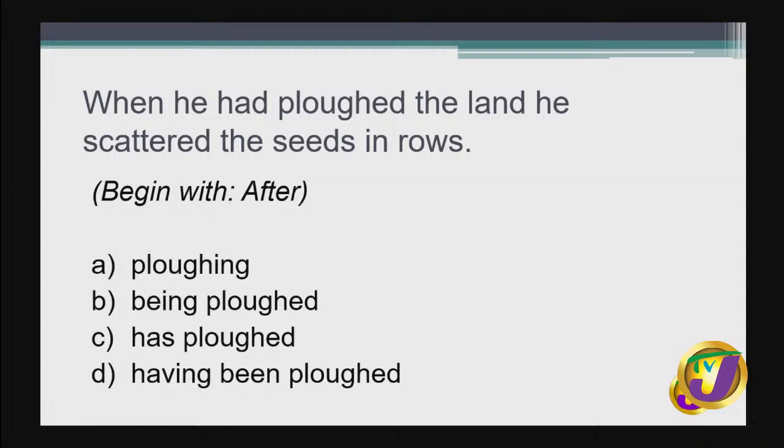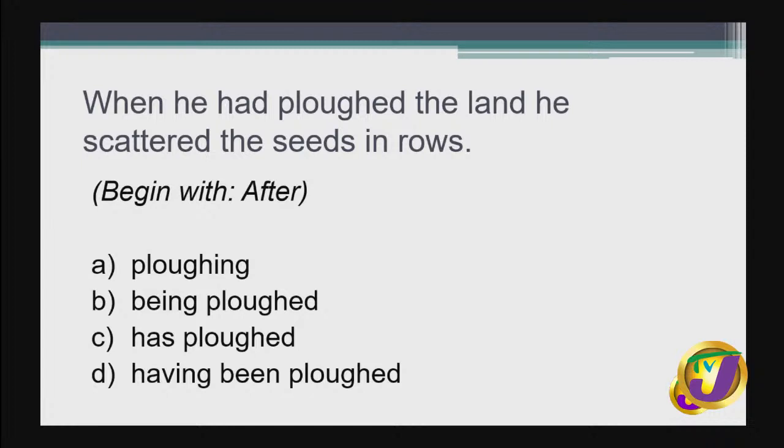What are you going to say? After what? After plowing? After being plowed? After he has plowed? After having been plowed? I'm sure you can see that two of those definitely cannot work. I hope you know which two. And then you have to decide with the two that remain.